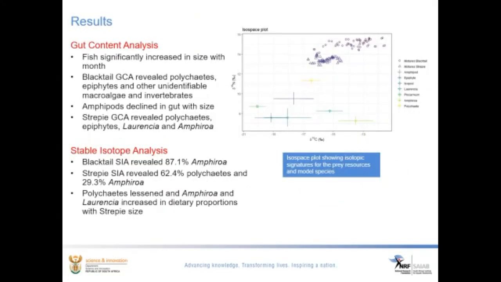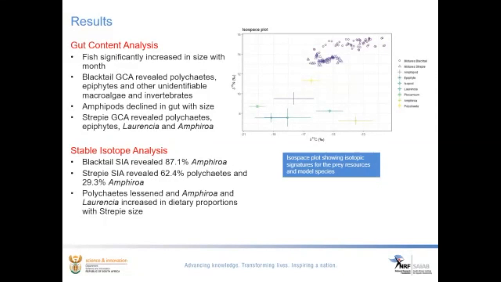Gut content analysis revealed that blacktail were feeding on polychaetes, epiphytes, and other unidentifiable macroalgae and invertebrates, and amphipods declined in their gut with size, and strepie were feeding on polychaetes, epiphytes, and Lawrencia and Amphiroa.